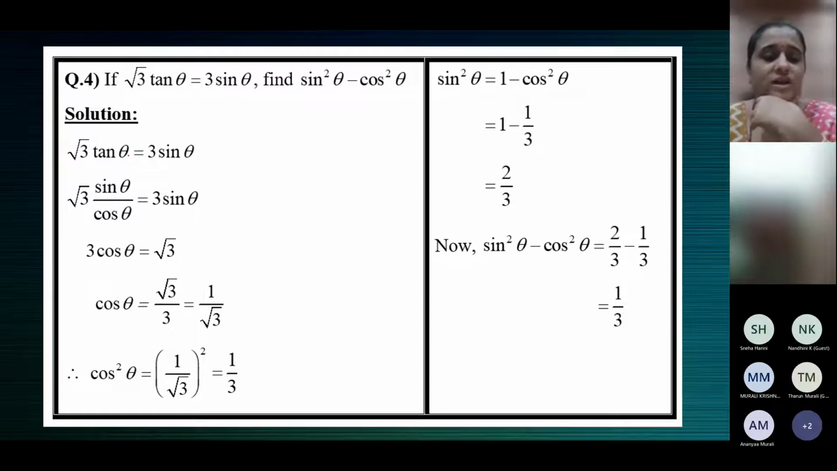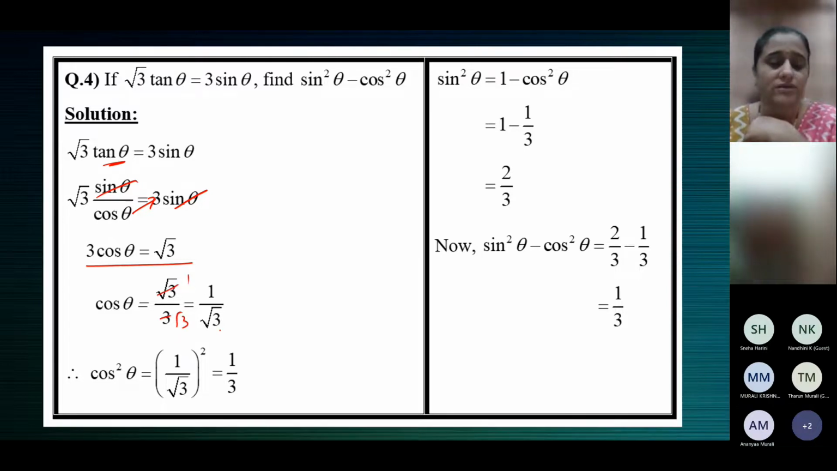Okay, so to start off, we write tan theta as sin theta by cos theta. Sin theta gets cancelled on either side. When you cross multiply, you get 3 cos theta is equal to root 3. So cos theta is equal to root 3 by 3. When you simplify this, you get 1 by root 3. Now we know that 1 by root 3 is not one of the standard values, so we cannot find theta.